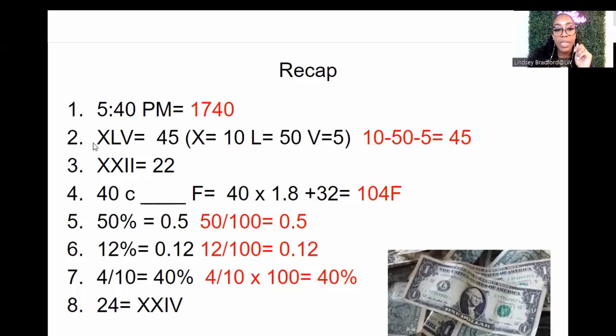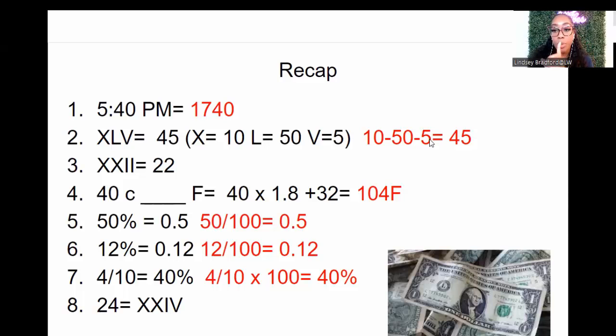The next one is XLV. So remember the X is 10, the L is 50, and the V is 5. Now, why are we subtracting? Because we had the smaller number in front of the larger number, which means that we're going to need to subtract. So we're going to subtract 10 minus 50 minus 5.